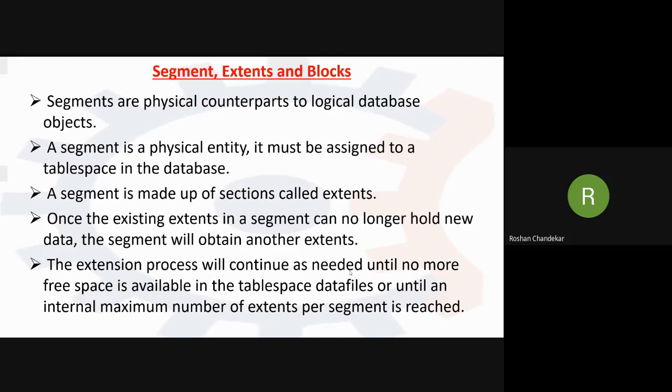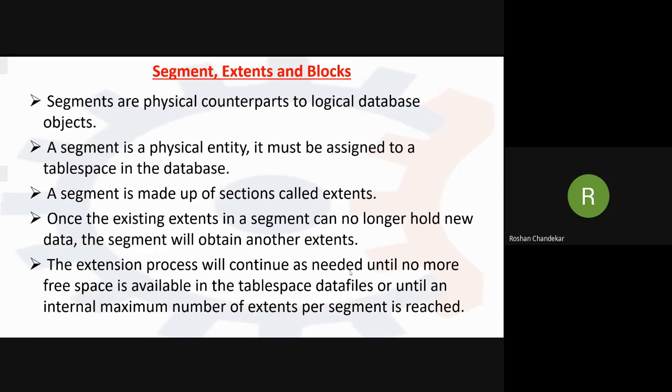Once the existing extent in a segment can no longer hold new data, the segment will obtain another extent. Whenever we create a segment, we have sections in that segment, and these sections are called extents. So when any one extent can no longer hold data, the segment will automatically obtain another extent. Okay.